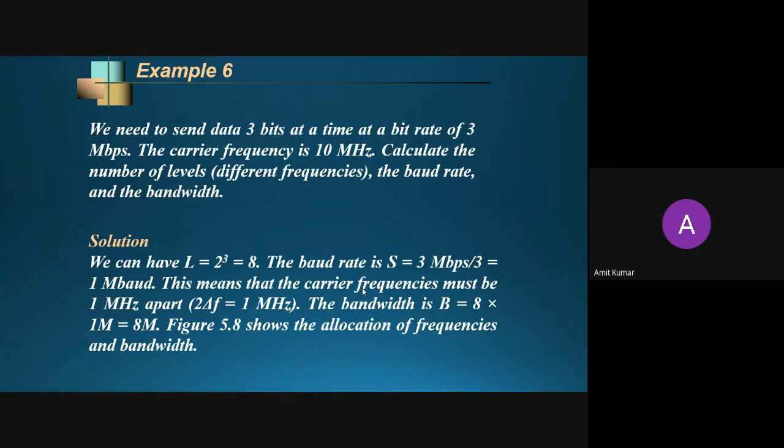So if you are sending 3 bits at a time, that means your baud rate will be one third of your bit rate. So baud rate will be 1 Mbps, 1 megabaud. So this will be your baud rate.